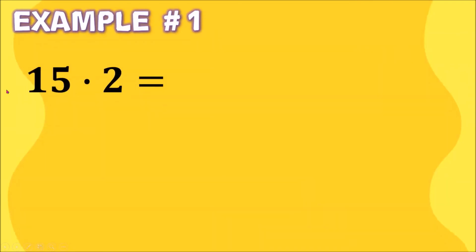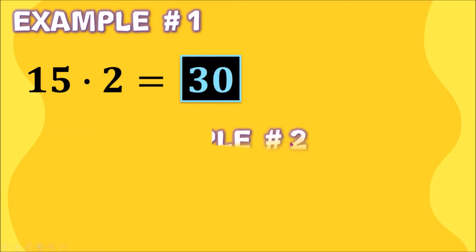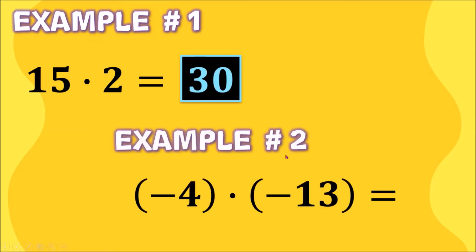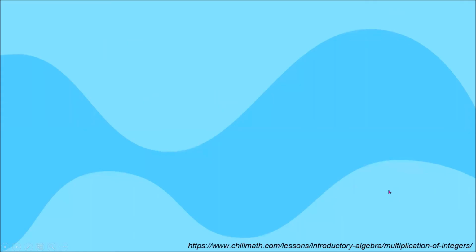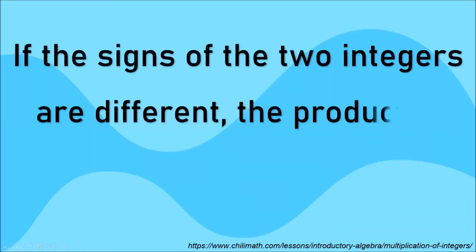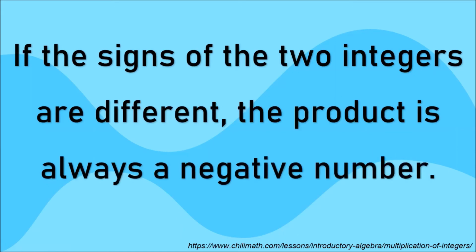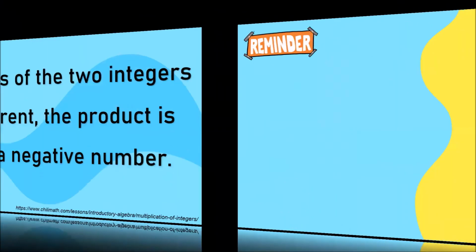So let's have this example. 15 times 2. They are both positive, so your answer will be positive also. 15 times 2, we have 30. Next, example number 2. Negative 4 times negative 13. They are both negative, so same sign. So it will become positive. And then 13 times 4, we have 52. So positive 52.